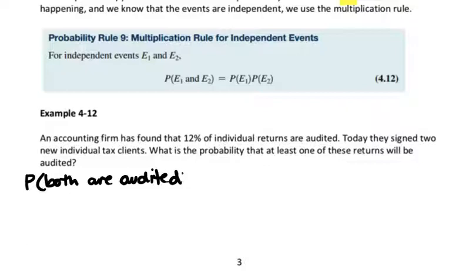And we do that by multiplying. So the probability of one person being audited is 12%, and the probability of the second person being audited is also 12%. So it would be 0.12 times 0.12, which is 0.0144.